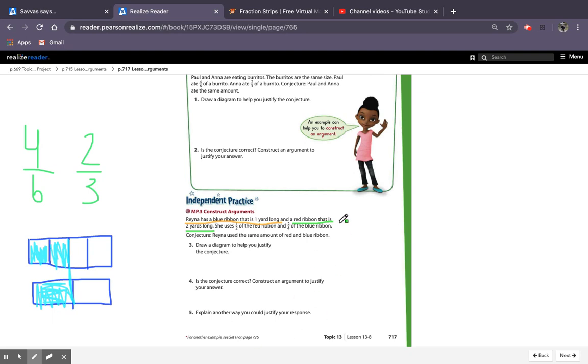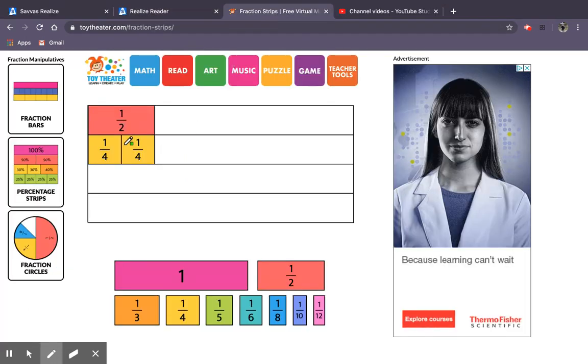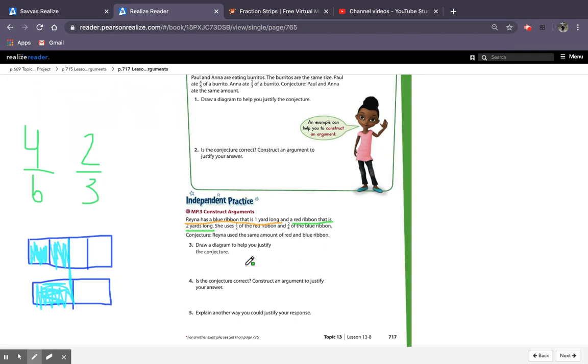So they aren't part of the same whole because they're two different sizes. The blue ribbon is 1 yard, the red ribbon is 2 yards. So even though they do match up this way, if we were talking about just the actual fractions, like here on my fraction strip, then they would match up perfectly, but they are not the same size whole. So my answer would be no.